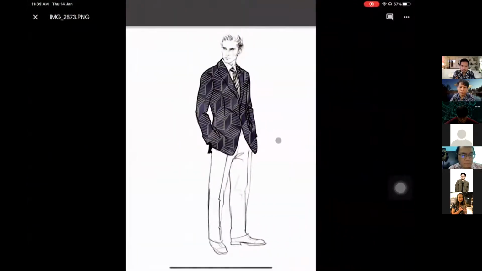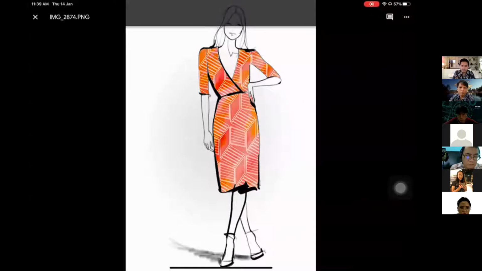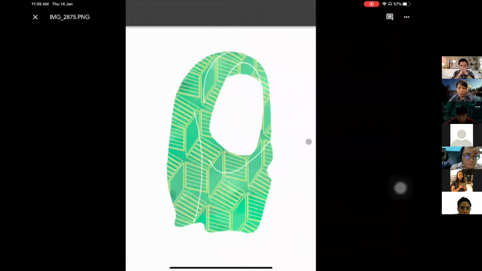And this is how it looks on maybe a man's suit, where you can wear it to any occasion to show that you're wearing a special batik design, not just a plain design, but a very modern one, or I can say modern inspired by traditional styles. And this is the dress also, and this is a tudung. I think that's all from me.